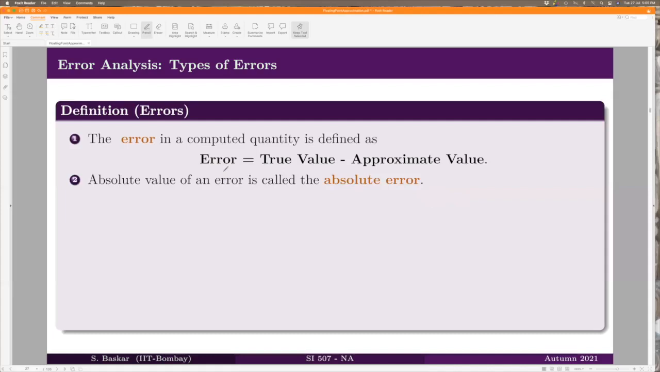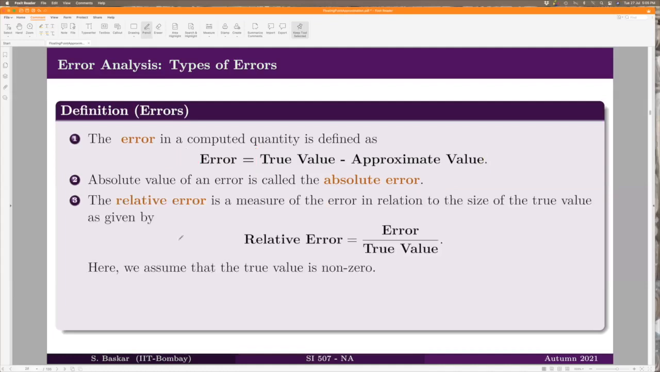What is meant by absolute error? The absolute value of this is what is called absolute error. Generally, in many books, by error itself, they mean the absolute value of the difference between the true value and the approximate value. Now, what is called the relative error? Well, relative error is a measure of the error in relation to the size of the true value. That is, you take the error divided by the true value. That is called the relative error.